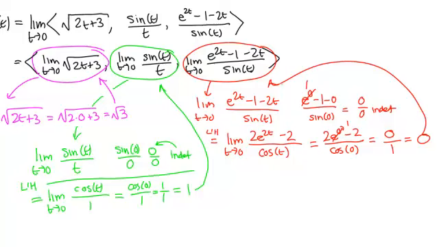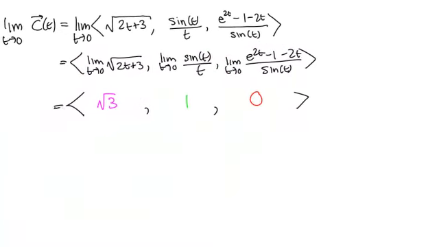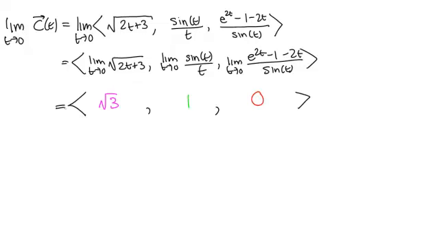We're not done, of course. We've got to put this back in a vector. So what's our limiting value going to be? It's going to be the limit of each of the components separately. So the limit as t tends to 0 of c of t is going to be the vector root 3, 1, 0.